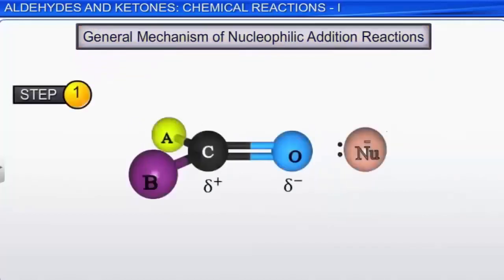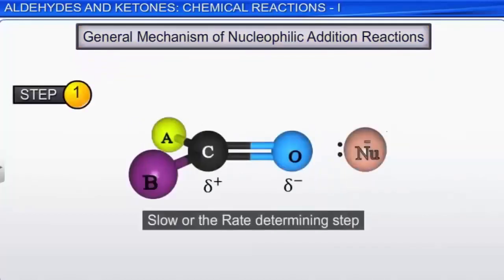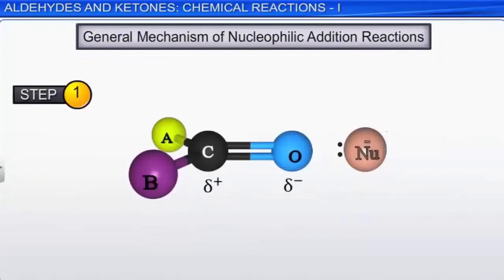The first step is a slow, or the rate-determining step, which involves the attack of a nucleophile on the electron-deficient carbonyl carbon. Since the carbonyl group is flat, it is liable to be attacked from above or below the planar carbon atom.